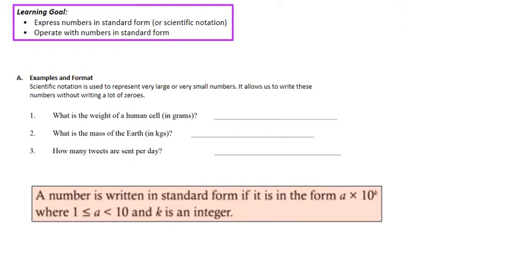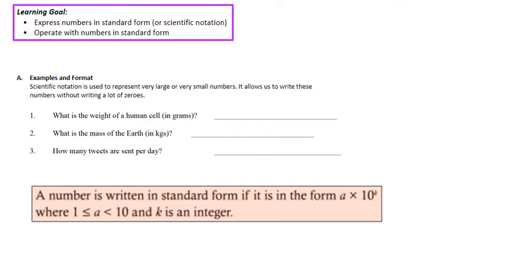In order to accomplish these goals, we need to know about the format of scientific notation and how to interpret these values and convert between them. So we'll start with some real life examples. The main purpose of scientific notation is to efficiently represent really, really large or really, really small numbers. It allows us to write these without having to write a lot of zeros. Hopefully these examples will illustrate what I mean here.